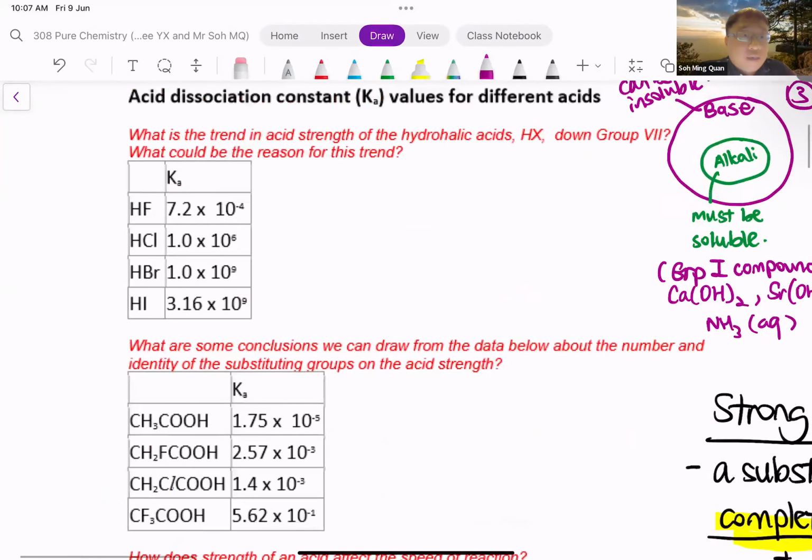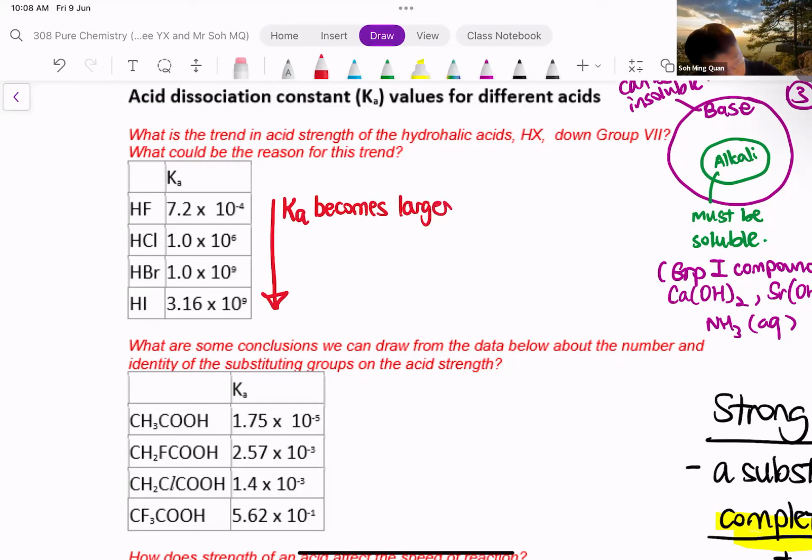So the first group of acids, of course, is the most common. HCl, HBr, HI. These are all formed by group 7 elements, right? Cl, Br, and I are found in group 7. So what is the trend in acid strength? Just by looking at the Ka values, what can you say about the strength of the acids down group 7? If you look at the values, the Ka becomes larger down group 7.